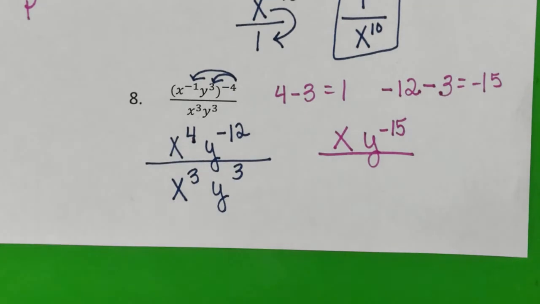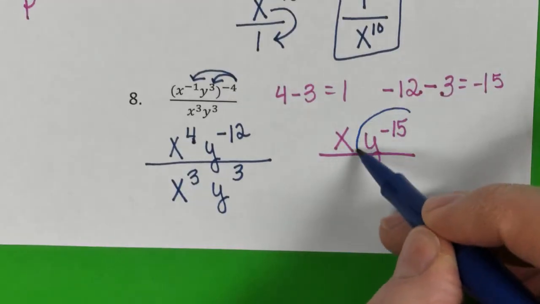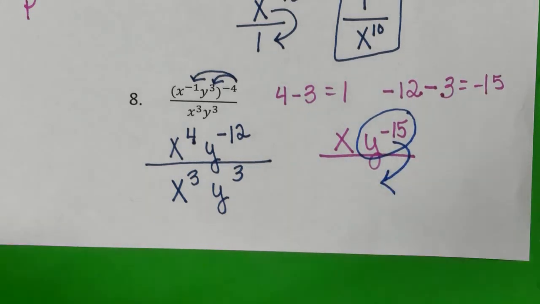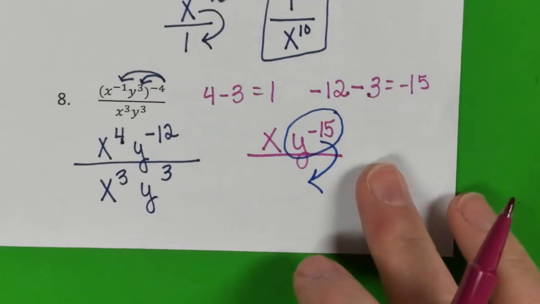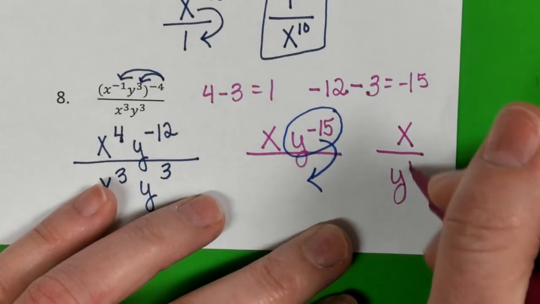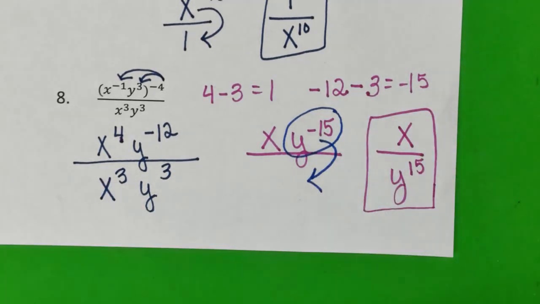But I'm not done, am I? Because I have a negative exponent. So now I need to take this and move it to my denominator. So this would be x over y to the 15th. Negative exponents are difficult, and we're taking all of our rules and putting them all together.